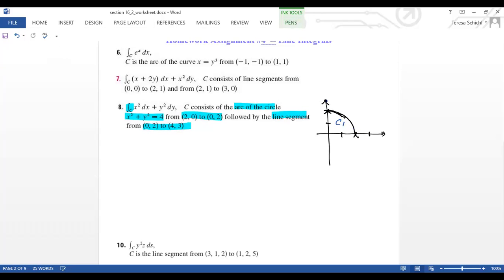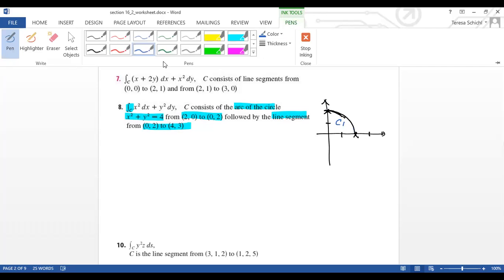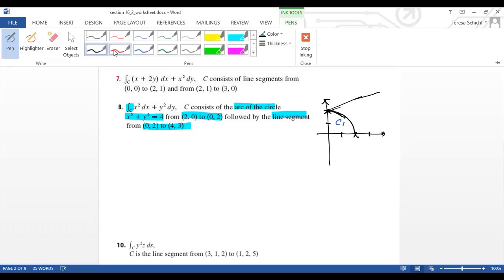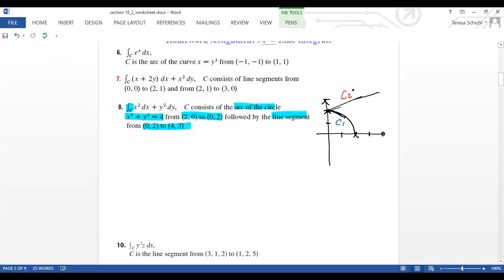So you go from here. Okay, then the next one is a segment, right? A segment from (0, 2), so it starts at this point, to (4, 3). So 3 is here, 4 is here, right? Okay, so this is the segment. I can call this C2, right? So from (0, 2) to (4, 3). So now I'm going to do the line integration over C1 and C2 here.